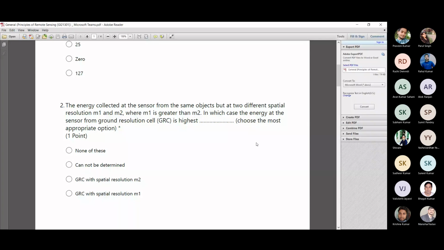So I think in the last, in the ground resolution cell, on the total energy collected at the sensor. Area, and there are many points, infinite points.